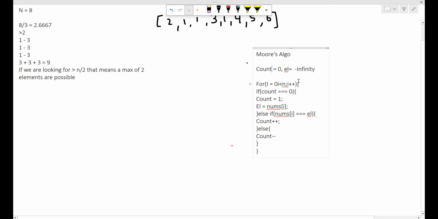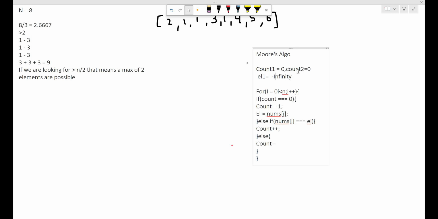Okay, now let's try, can we modify this algorithm for two elements as well? Let me make it better for you. Let us maintain two count variables now, count 1 and count 2. Instead of one EL, let's maintain two element variables, EL1 and EL2, also as minus infinity. So what we have to do is, if count 1 is 0, we will increase the count 1 variable, right? And this EL, correct?